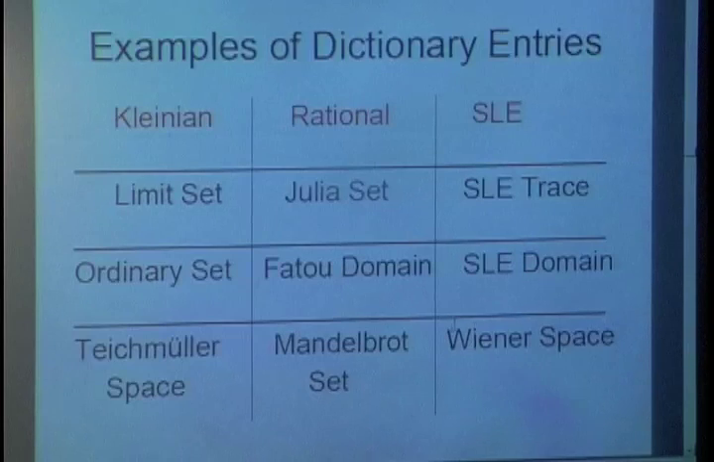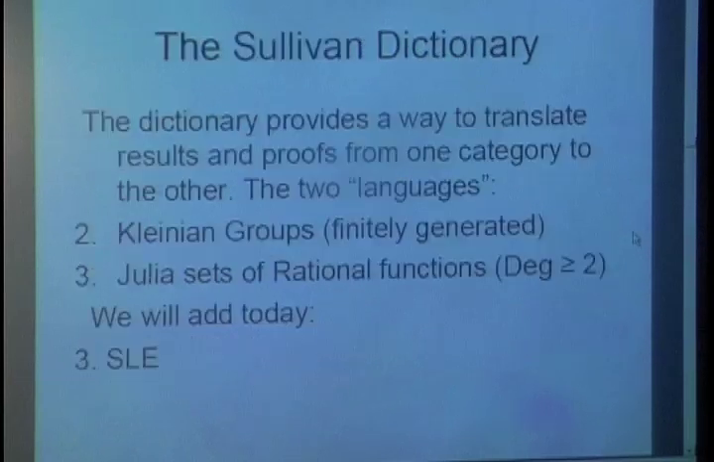So in a certain sense, you can add a time parameter there also. Okay, and so you also have the ordinary set for Kleinian groups. You have Fatou domains for Julia sets, and you have SLE domains. So let's just go backward. Let me show you what I mean by an SLE domain.